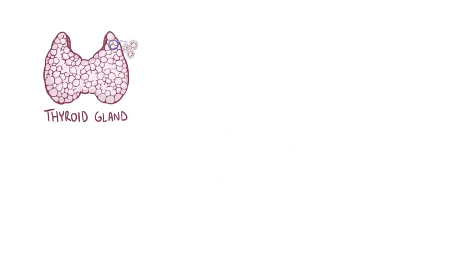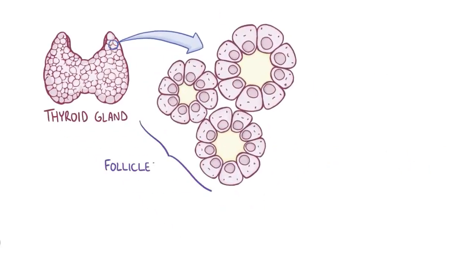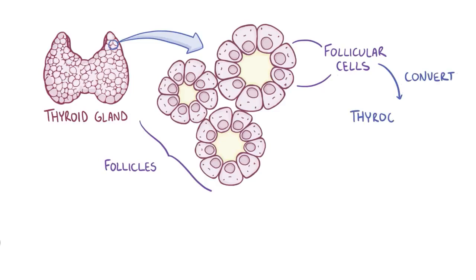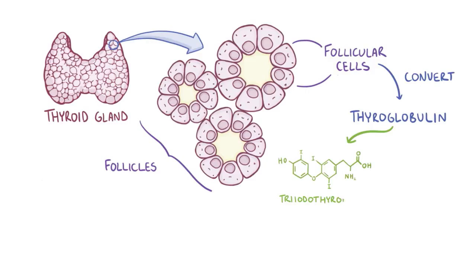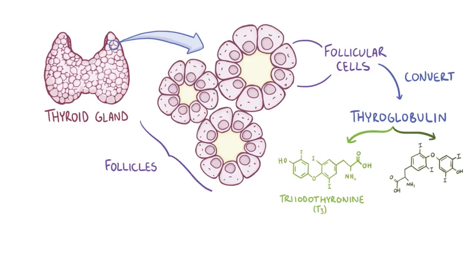If we zoom into the thyroid gland, we'll find thousands of follicles, which are small, hollow spheres whose walls are lined with follicular cells, and are separated by a small amount of connective tissue. Follicular cells convert thyroglobulin, which is a protein found in follicles, into iodine-containing hormones, triiodothyronine, or T3, and thyroxine, or T4.